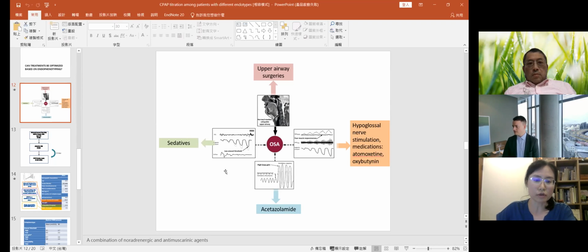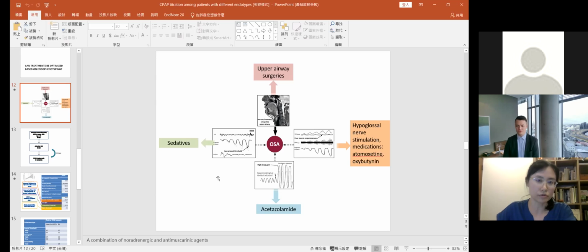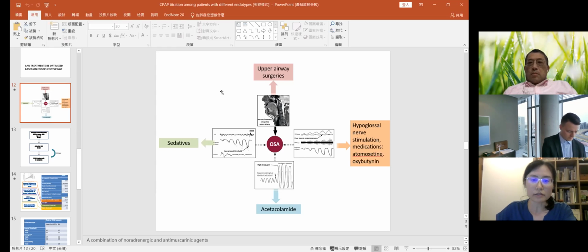And in patients with low arousal threshold, many studies have shown that sedatives can help these people sleep better and reduce their arousals during sleep, or even with CPAP treatment. And those with compromised upper airway conditions, such as a very narrow or crowded upper airway, high collapsibility patients, we feel they would be suitable for upper airway surgeries.